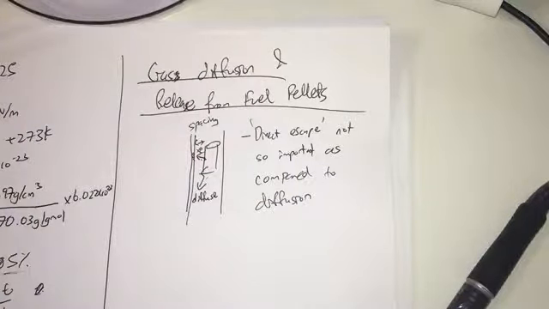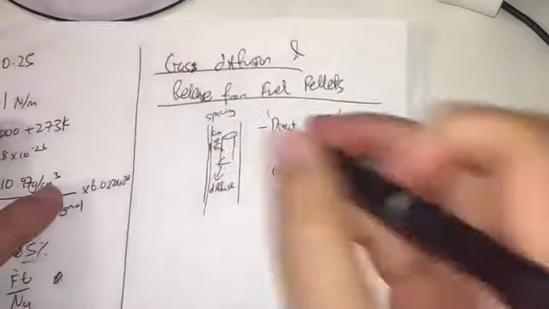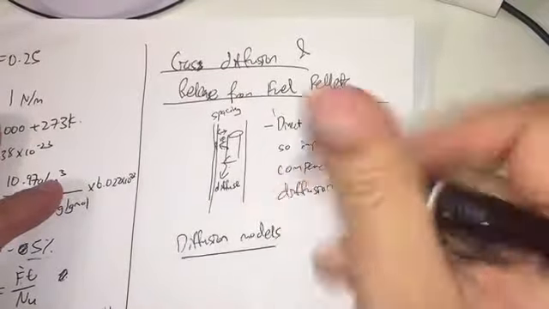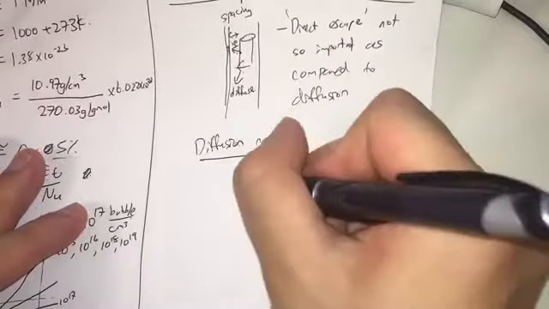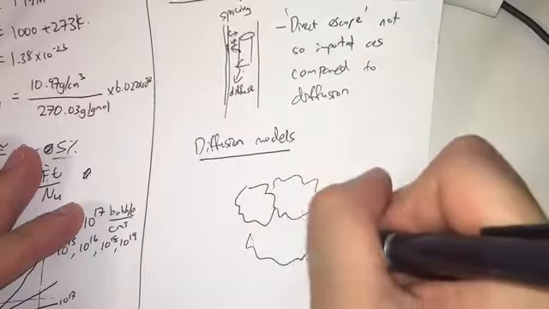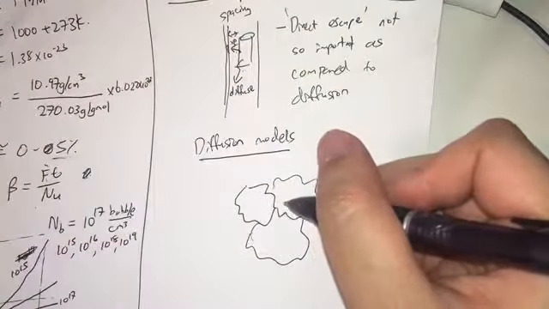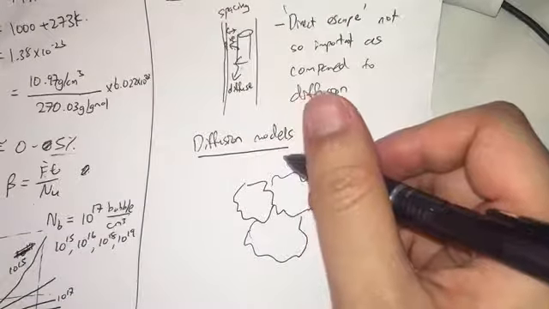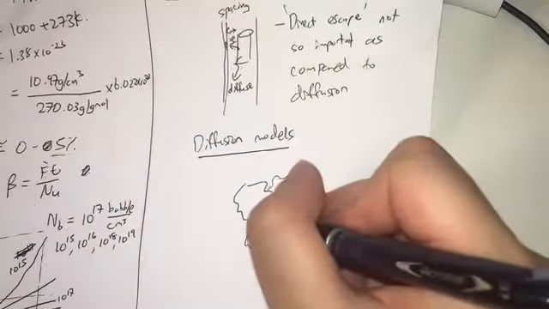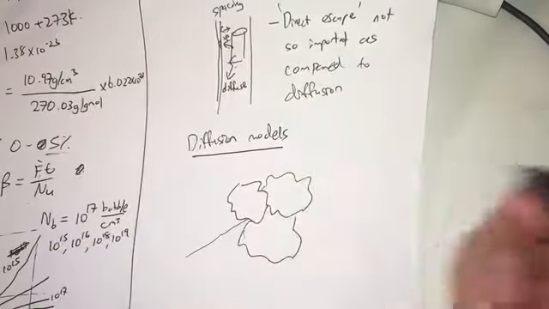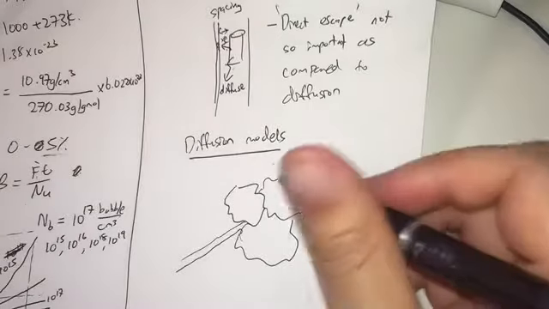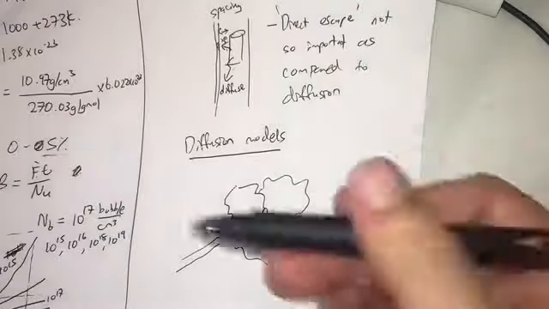And diffusion itself is a very complicated thing. So we want to talk about diffusion models. Diffusion from the fuel is complicated because each fuel pellet is made up of many grains, and each grain is separated by grain boundaries. So these grain boundaries are very small cracks. They may be attached to some larger cracks in the fuel, because when the fuel is being burned, there will be cracks.